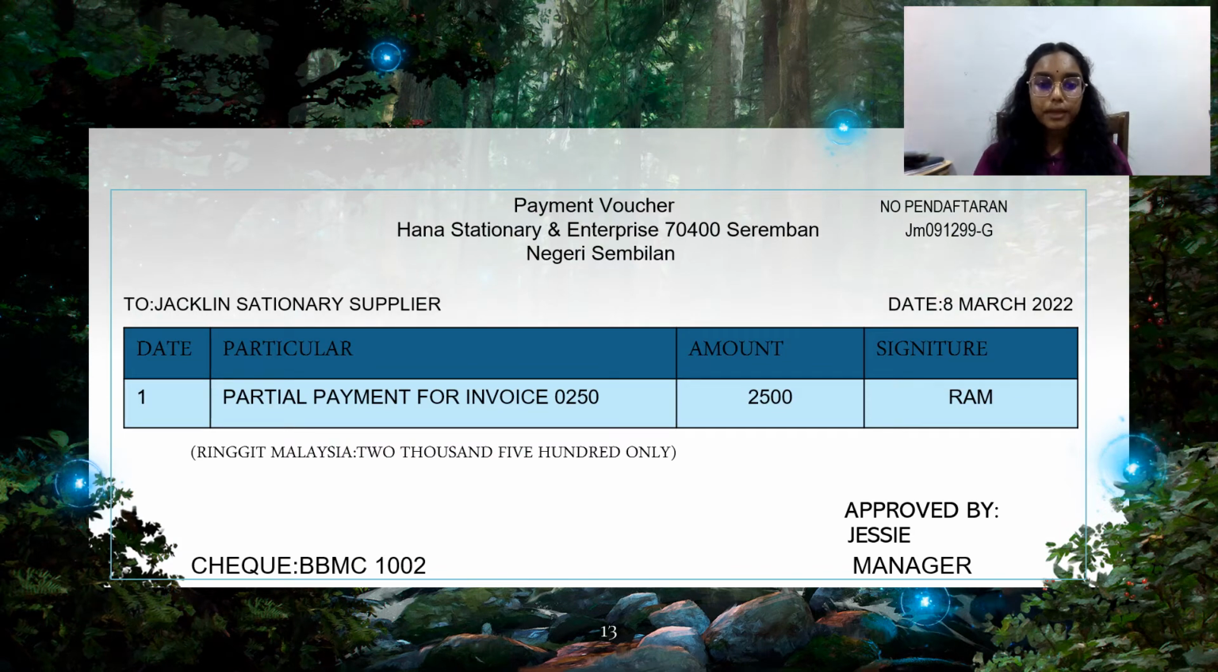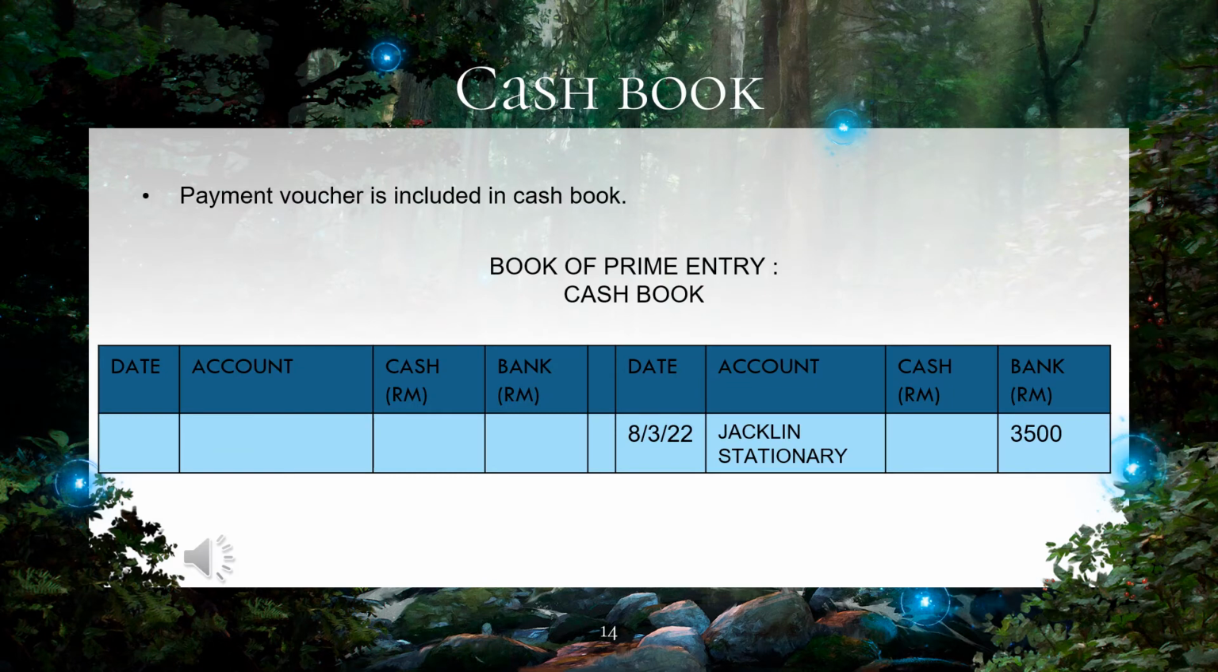Here, this is the payment voucher. A payment voucher is included in the cash book. A cash book lets you see the daily balance of cash on hand or bank balance. A cash voucher should contain space for the name of the cash recipient, the person's initials, the amount of cash disbursed, the date, and the reason for the disbursement. This is the table of Book of Prime Entry, cash book.